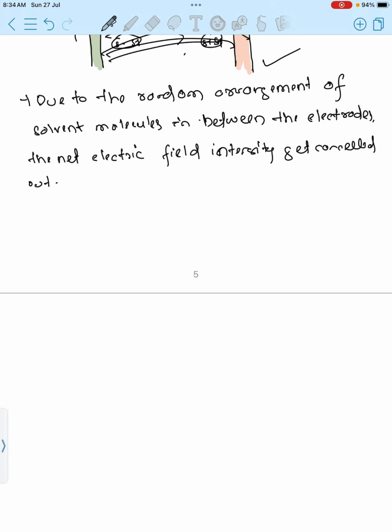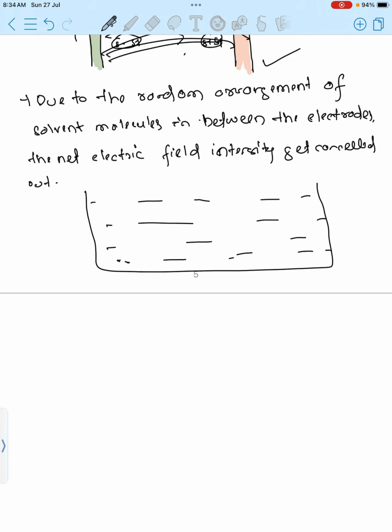So what is happening in the ionic reaction actually? Let us say this is a reaction medium. This is a container where the reaction is going on. There will be ions. Let us say this is an ion.